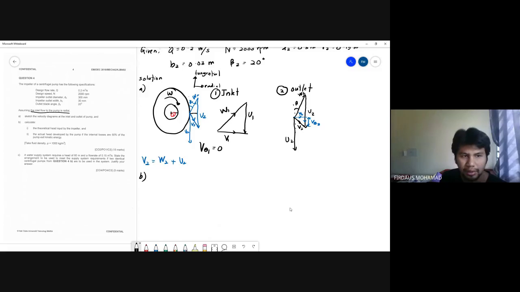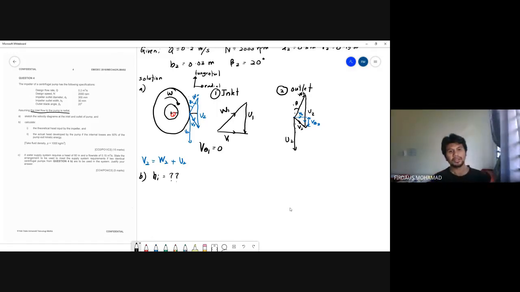So B: calculate the theoretical head input by the impeller. Theoretical or ideal head input by the impeller. In our notes we have H ideal or H theoretical.